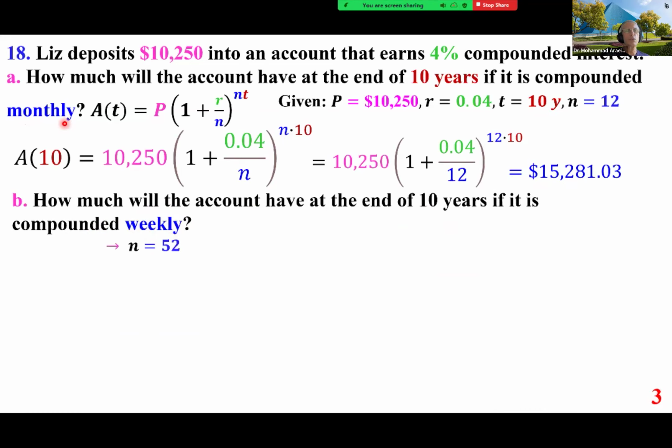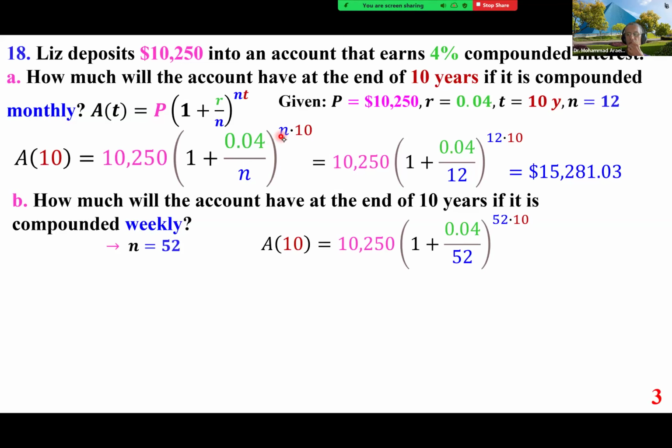So into this formula, we replace the n with 52. We put this into a calculator. We get $15,288.85, a little bit more.